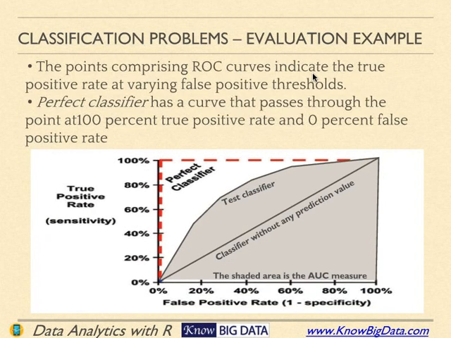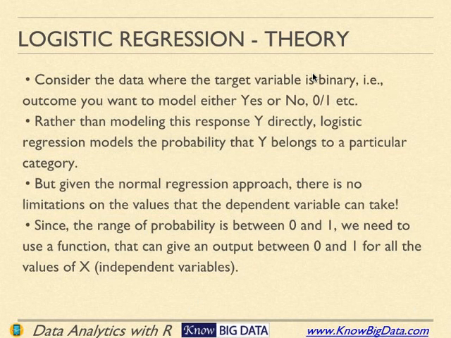So that was general classification problem theory. If you have to do logistic regression, you can consider data where the target variable is binary, meaning the outcome is yes or no. Is this spam or not? That is a recipe for logistic regression. We use logistic regression when the outcome is yes or no. Rather than modeling the response as yes directly, logistic regression models the probability that yes belongs to a particular category.